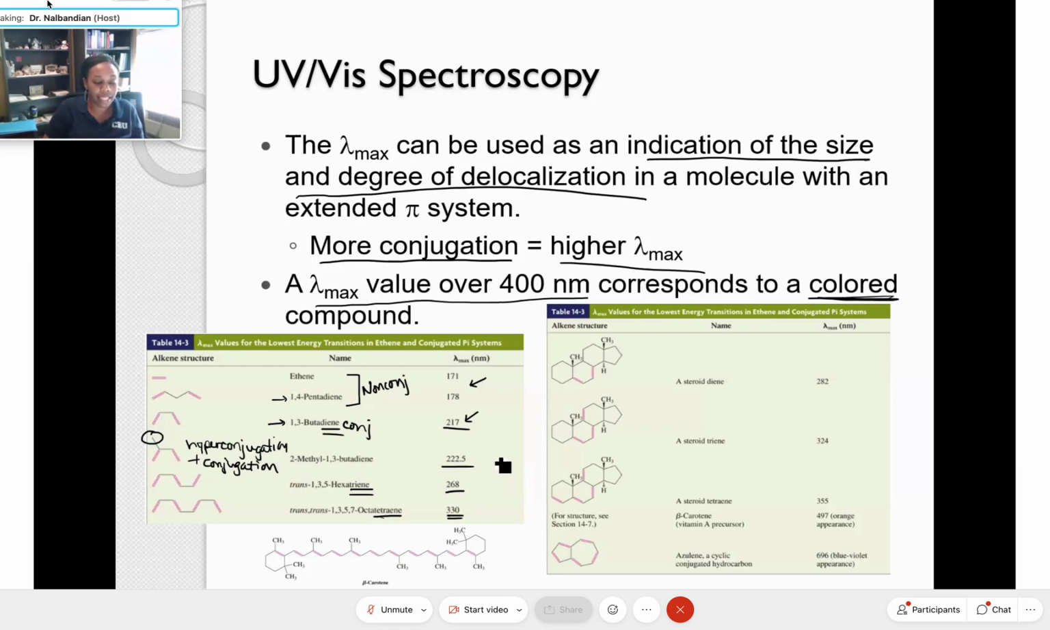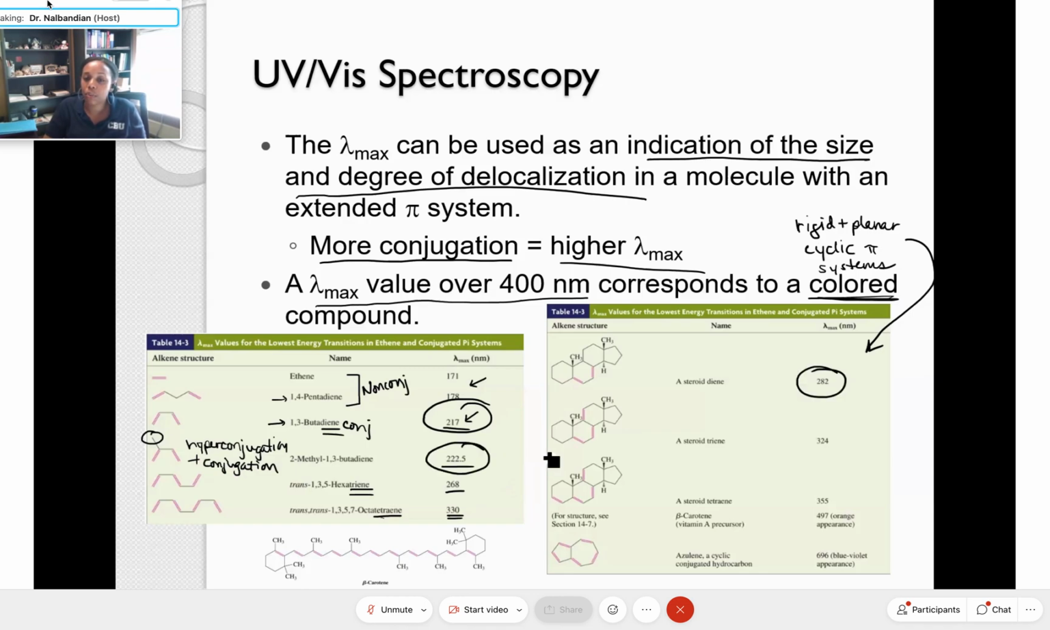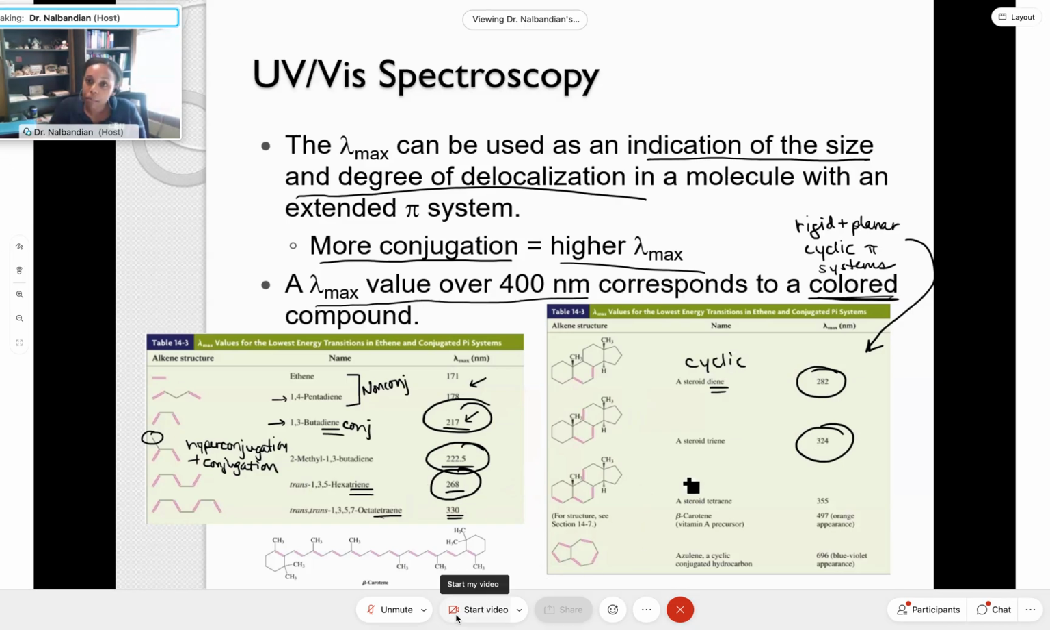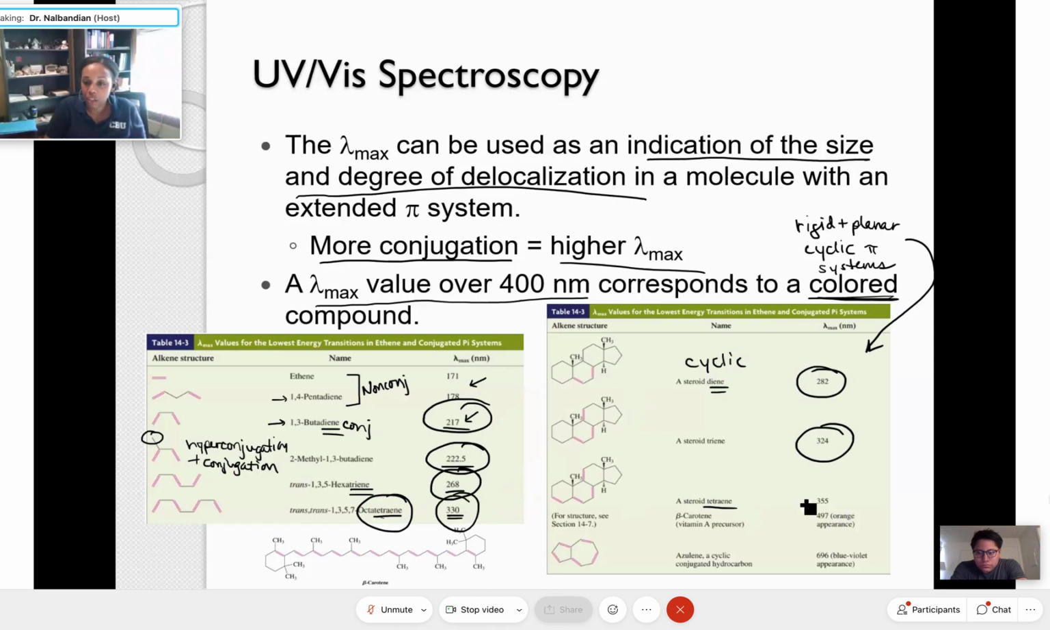Something else that will increase your lambda max is having something that is rigid, planar, and cyclic. Where are we seeing that? Over here in this part of the table. We compare our diene, 217 or 225, to 282. It's a cyclic diene, and for this rigid, planar, cyclic pi system, our lambda max increases. Now look at your triene versus this triene, 268 versus 324. Rigid, planar, cyclic, increased. Tetraene, 330 versus 355. Again, higher lambda max when we have a rigid, planar, cyclic system.